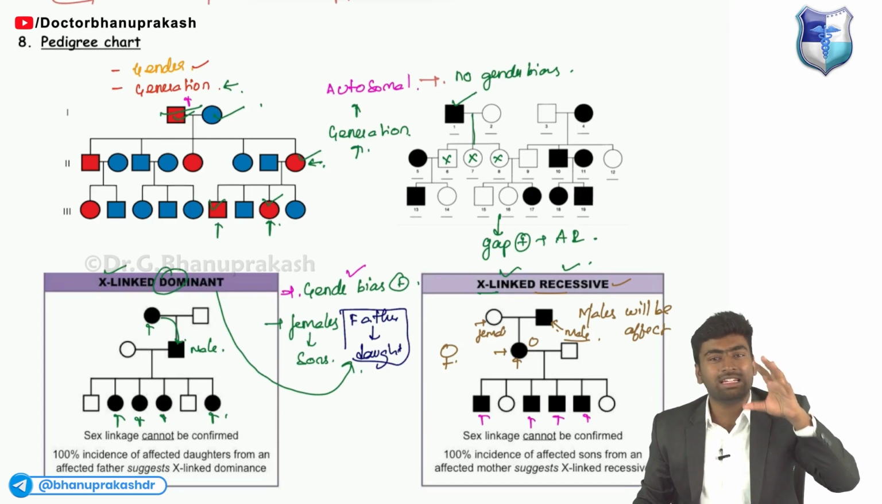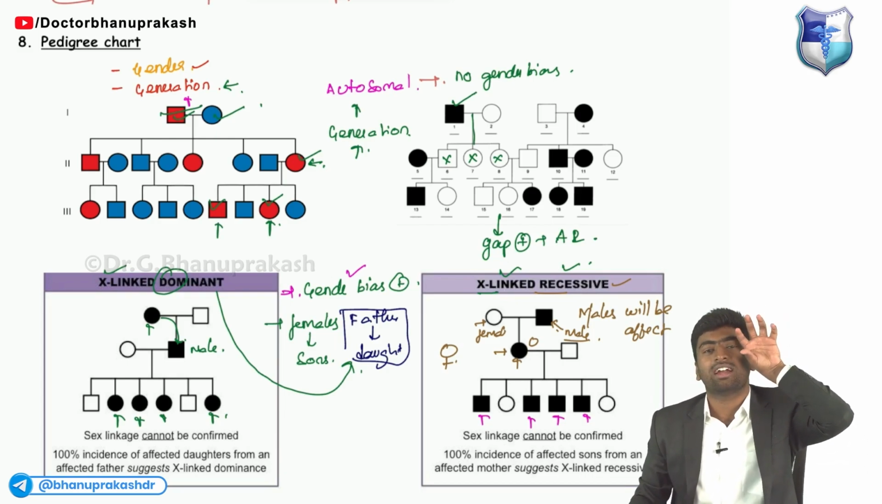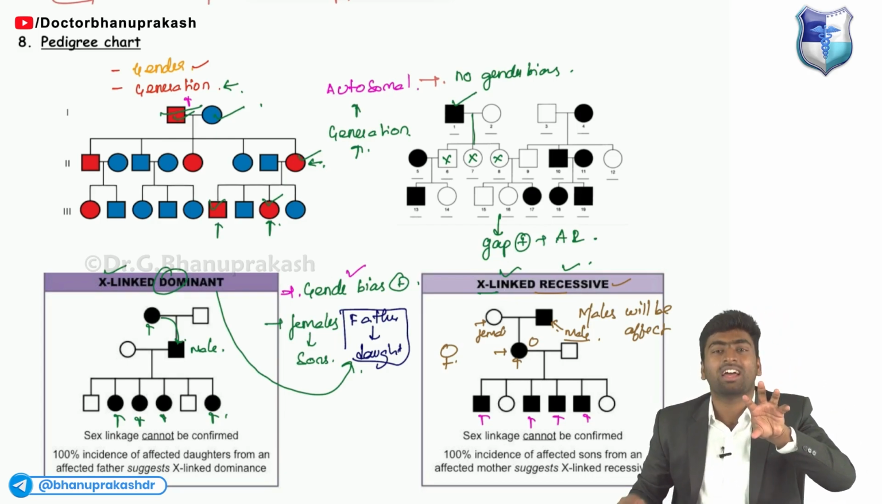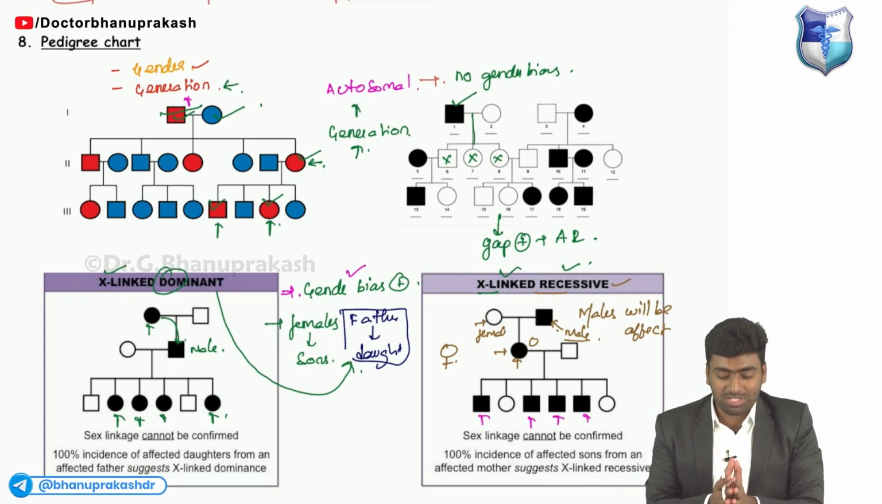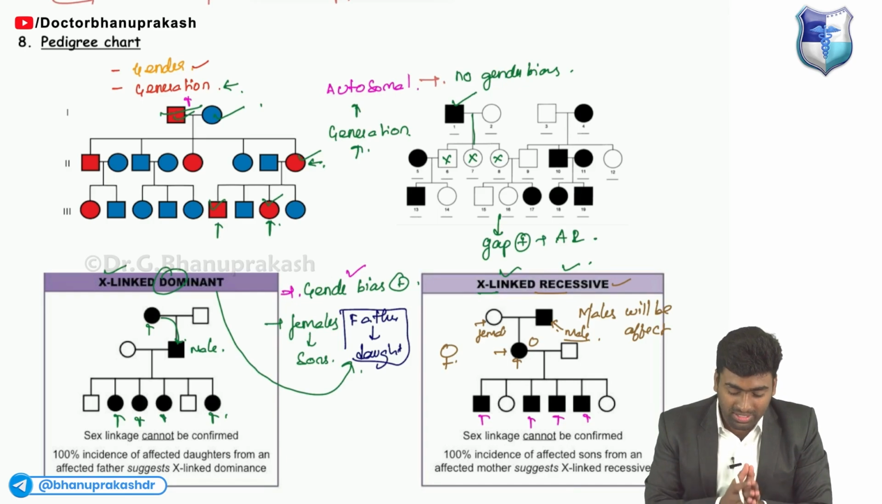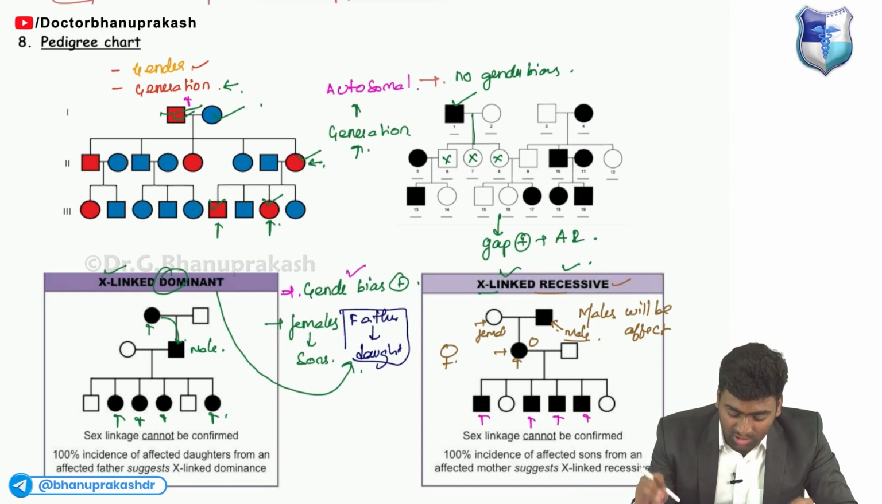So if there is a disease which is presenting in the grandparents, your parents and you, in a sequential manner and all the generations are affected, then it is autosomal dominant in nature.